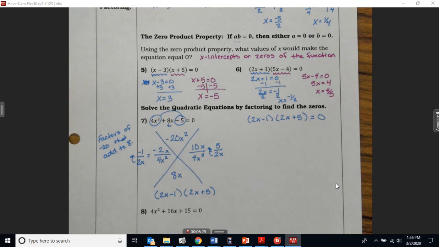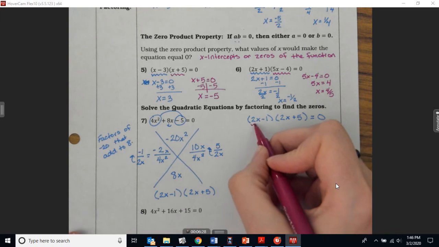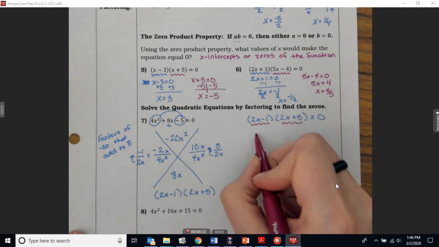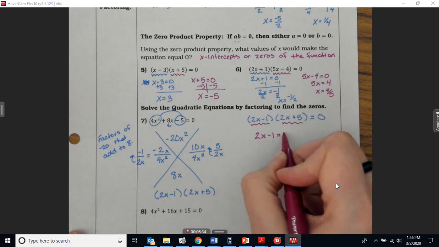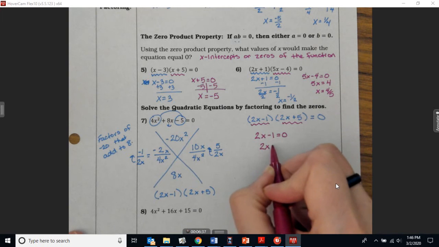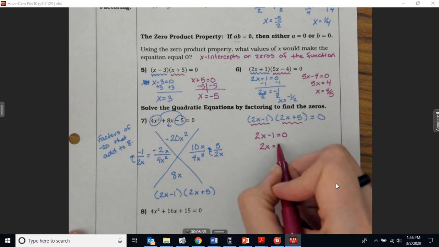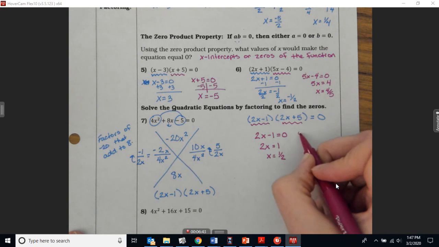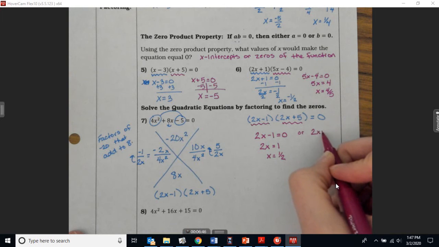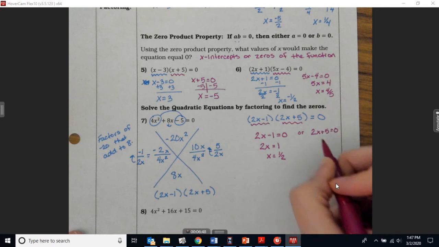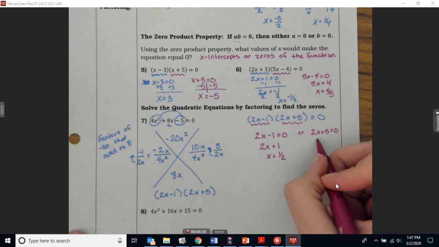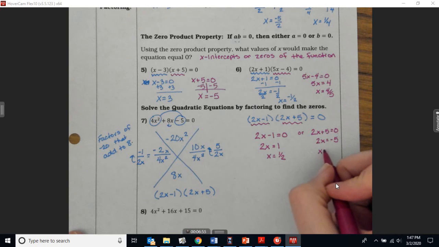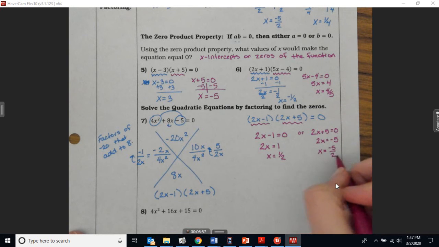And if I set it equal to 0, then that means either this side or this side equals 0. So we're going to keep solving. 2x minus 1 equals 0, which means we're solving this, add 1 to both sides, and then divide by 2, so I get 1/2. Or I have 2x plus 5 equals 0. So minus 5 on both sides, I get 2x equals negative 5. Divide by 2, and I get negative 5 over 2.